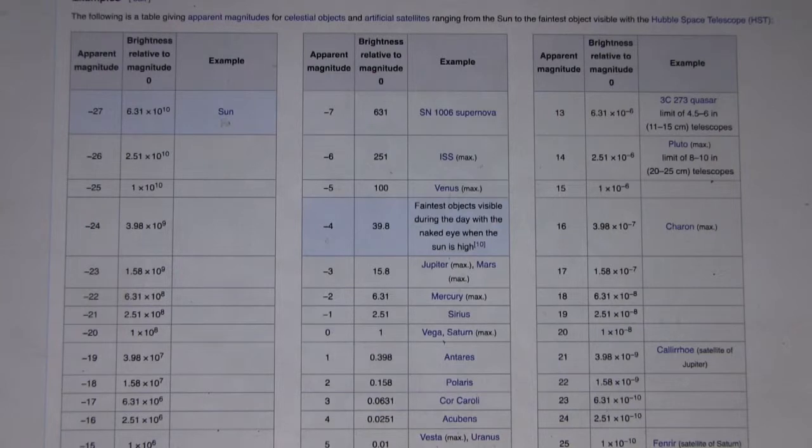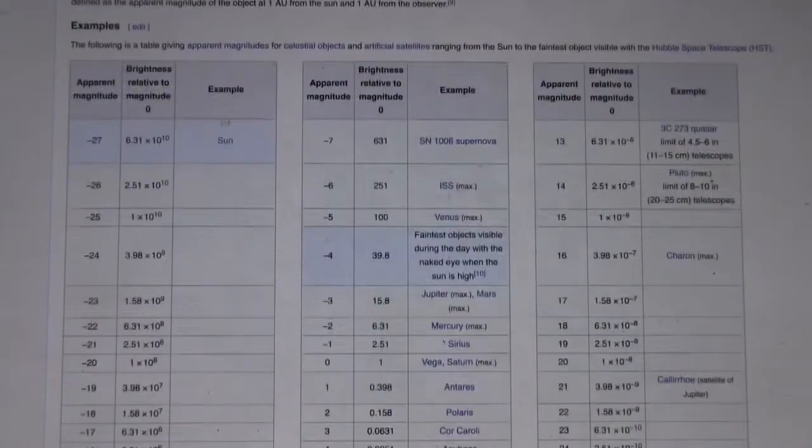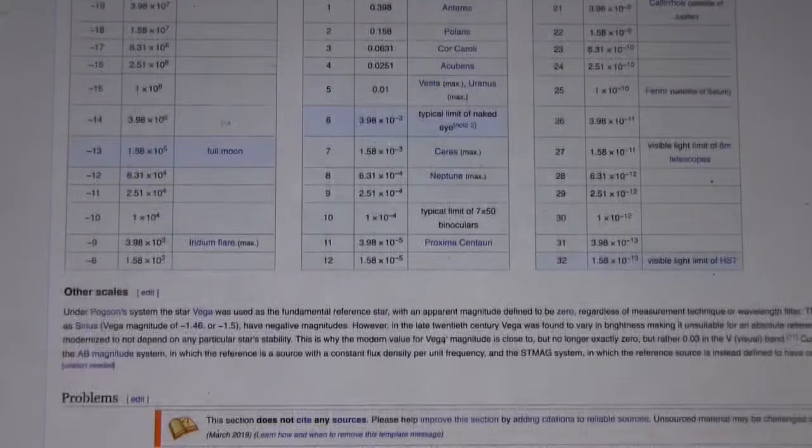Yeah, so because of that minus 2.5, brighter objects are going to be more and more negative. So the sun is really bright, and therefore it has a big negative magnitude. What's the next brightest thing in the sky? Usually the moon. Probably the moon. So here's the moon.